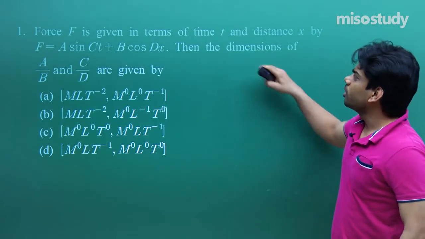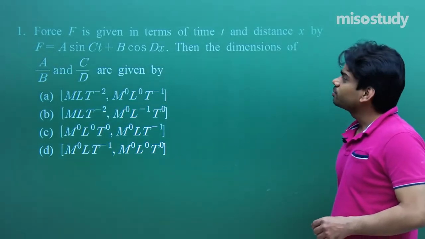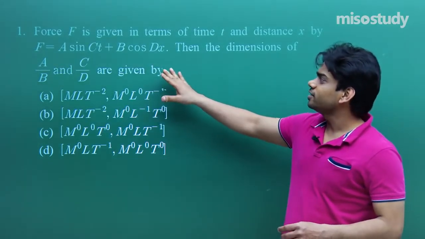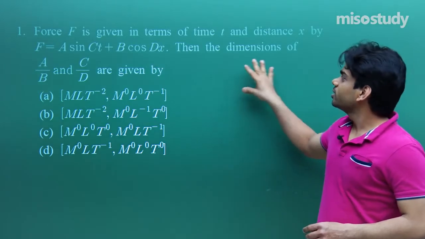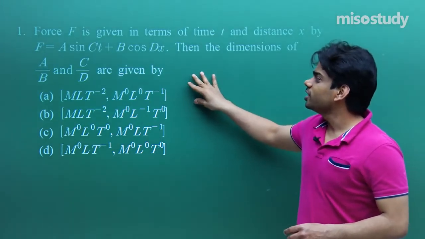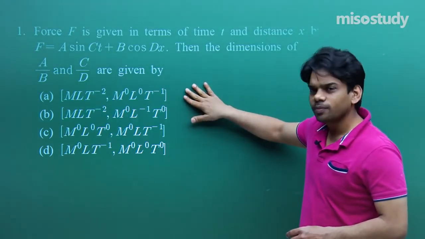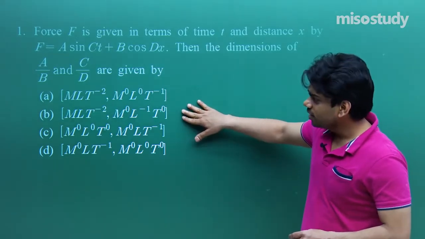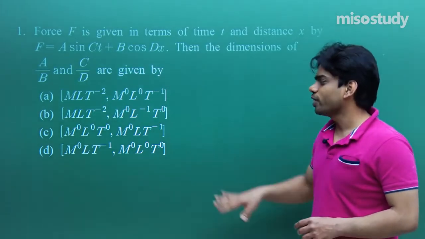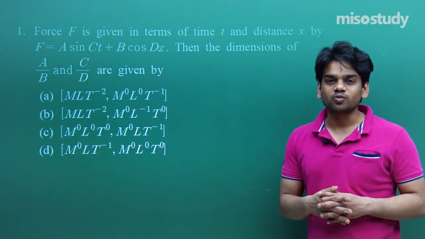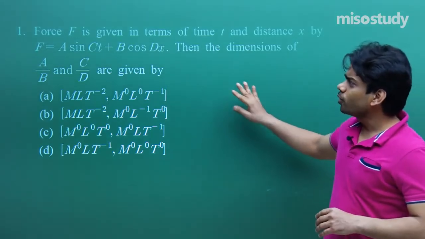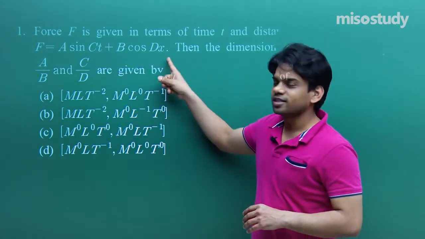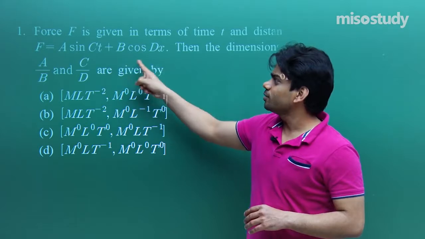Force F is given in terms of time t and distance x by F = a sin ct + b cos dx. Then the dimensions of a/b and c/d are given by, option A: M L T^-2, M^0 L^0 T^-1, and some other options for b, c, d. We have to check which option matches with our response. Now see that the force given is a trigonometric function, F = a sin ct + b cos dx.